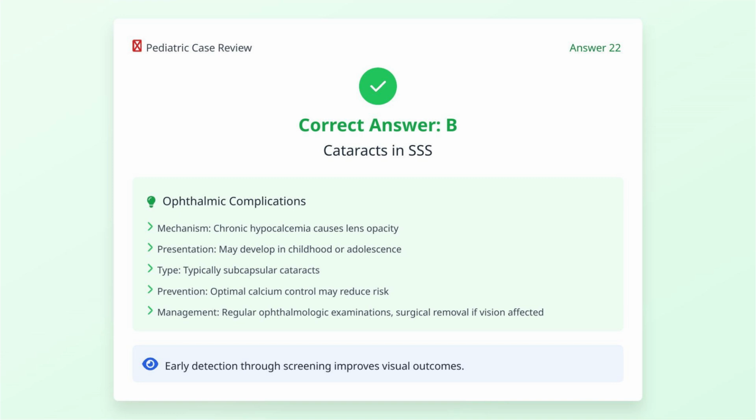Chronic hypocalcemia causes lens opacity, typically subcapsular cataracts developing in childhood or adolescence. Optimal calcium control may reduce risk. Regular ophthalmologic examinations are essential. Surgical cataract removal is indicated if vision is significantly affected. Early detection through screening improves visual outcomes.